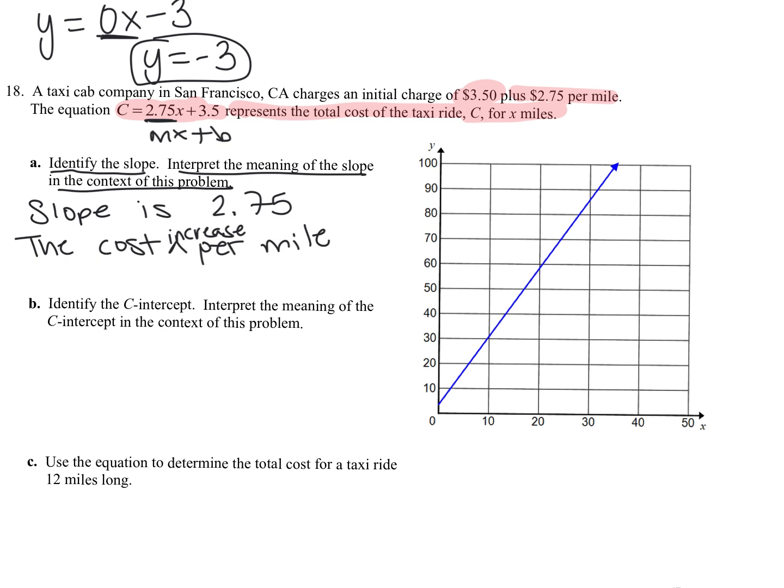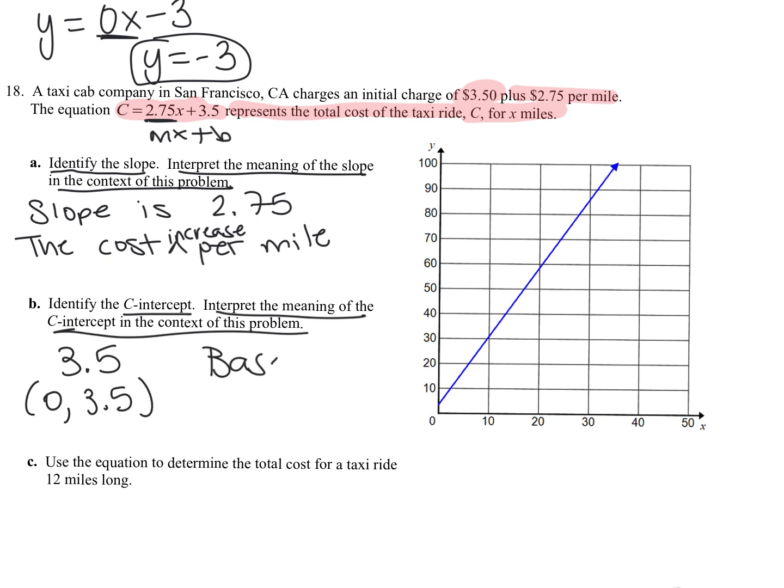All right. Identify the c-intercept, which I think they mean b-intercept. I don't know. Interpret the meaning of the c-intercept in the context of this problem. All right. So the c-intercept would be the 3.50 part. I think they mean y-intercept, but that's okay. So the y-intercept is $3.50, and I could write that as 0, 3.5. That is the base fee for the taxi ride. So you pay $3.50 even if you just sit in the taxi and don't go anywhere.